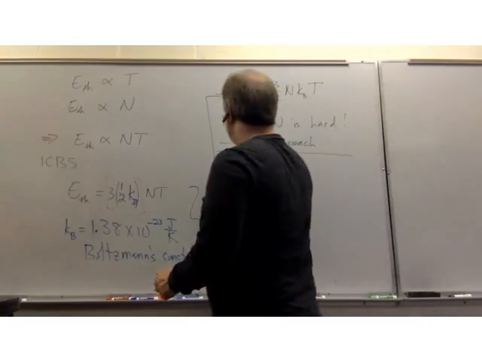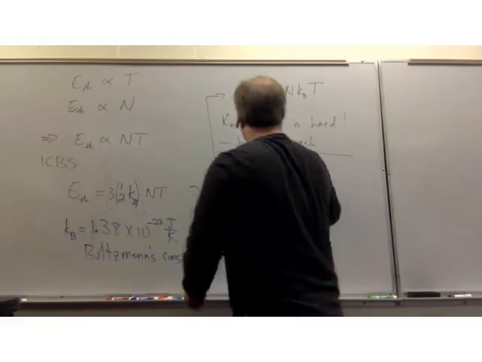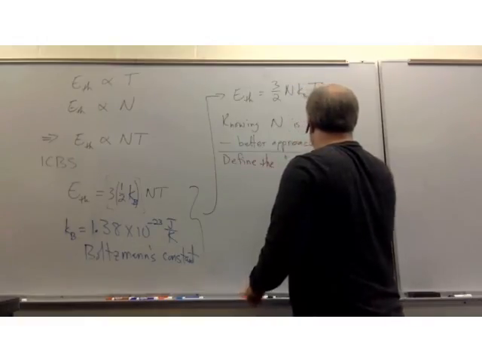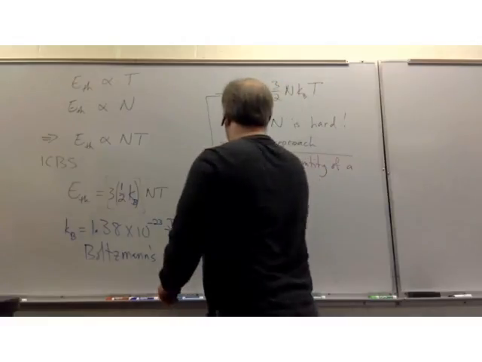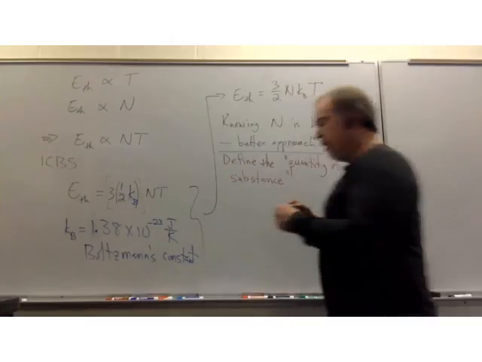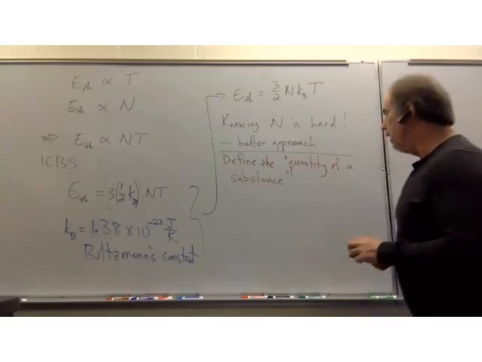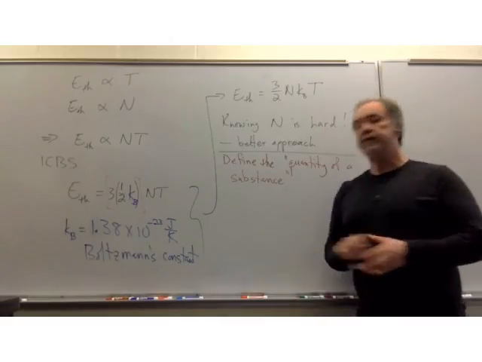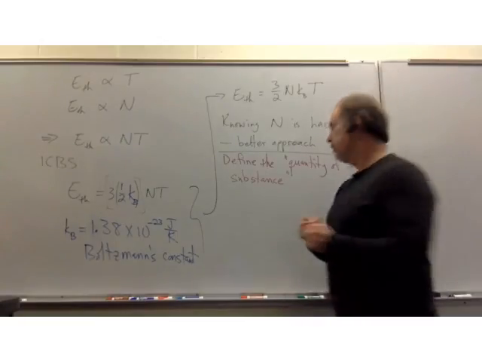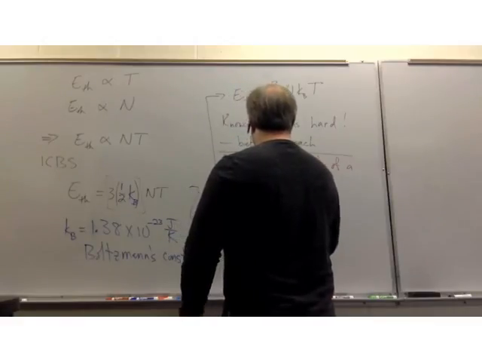We're going to define something, and we're going to call it the quantity of a substance. That's the official name. In human terms, this is how much of it you have, okay? But it's expressed in terms of a unit that's known, a new unit, an SI unit.